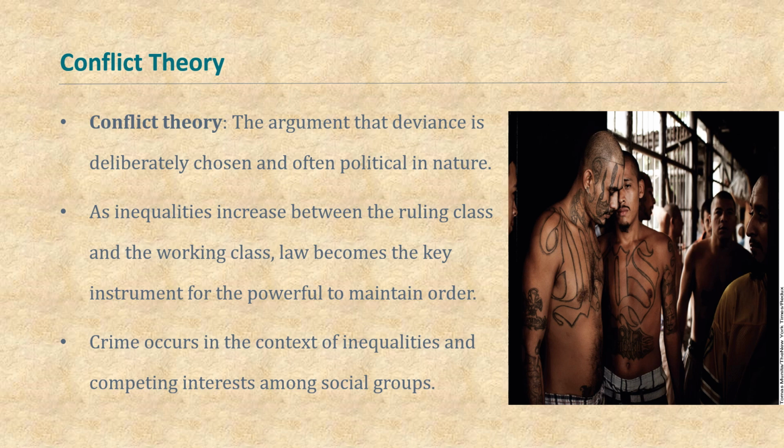The conflict theory argues that deviance is deliberately chosen and often political in nature. As inequality increases between the ruling class and the working class, law becomes the key instrument for the powerful to maintain social order. Crime therefore occurs in the context of inequalities and competing interests among groups.